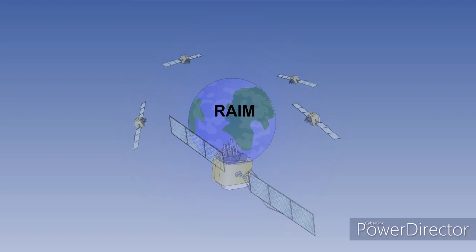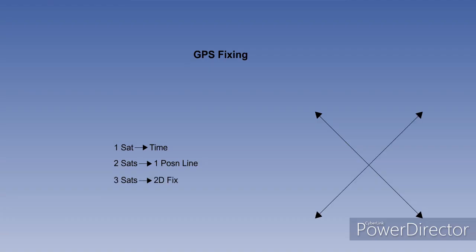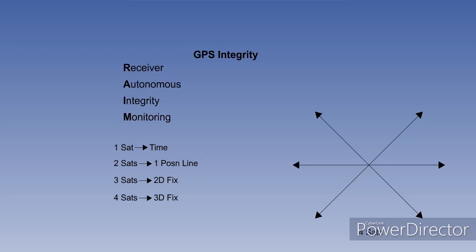RAIM stands for Receiver Autonomous Integrity Monitoring. One satellite gives you accurate clock time. Two give you a single position line. In reality, they would be curved ranges, but we're drawing them as straight lines for simplicity. Three give you a 2-position line fix, but no cross-check. Four give you a 3-position line fix. The third one would give you a 3D fixing.